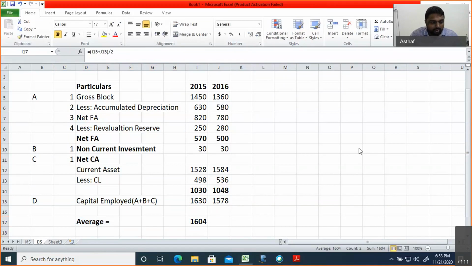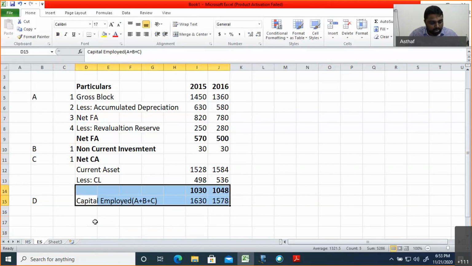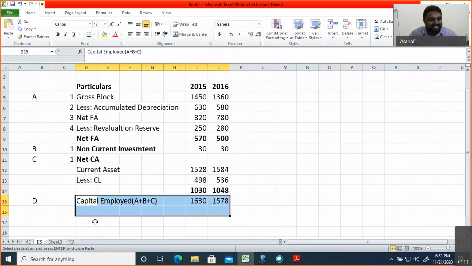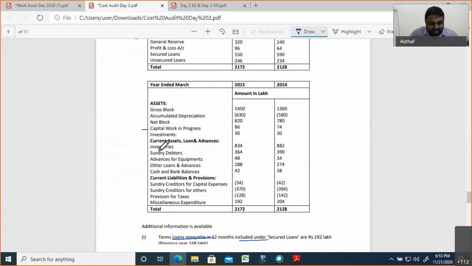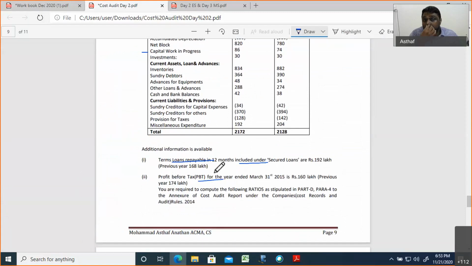So here one small adjustment is there that I will tell you. There is a small adjustment. Before rating, please note down. See, in current liability, one more item will come. In the additional information, term loan repayable in 12 months. That means it will come under current liability.